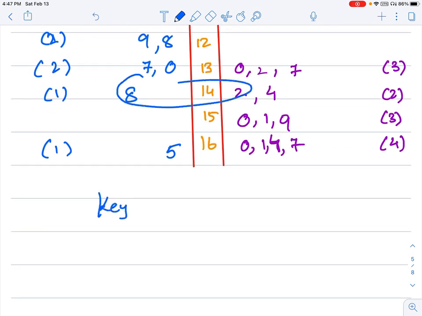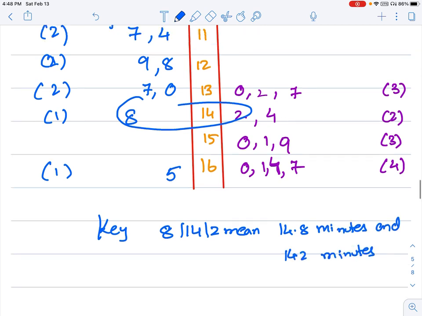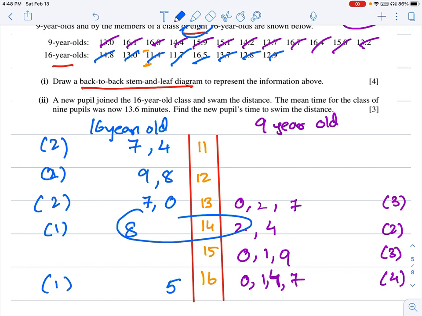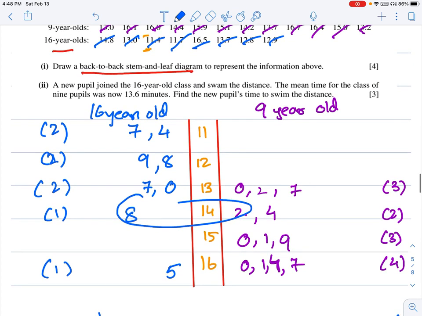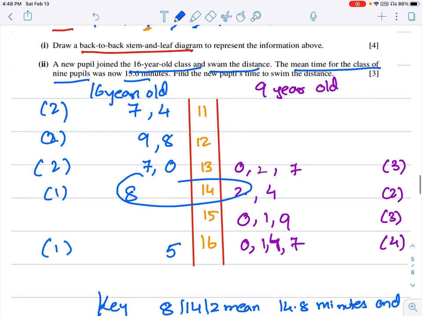I take randomly any number. So 14|2 8 means 14.8 minutes and 14.2 minutes. Write the key. Now a new person of the 16-year-old class joins the 16-year-olds and swam the distance. The mean time for the class of the 9 people is now 15.6. Find the new person's time.